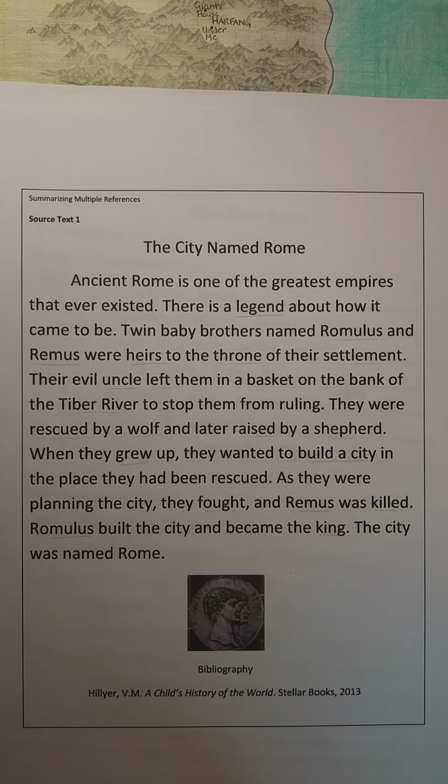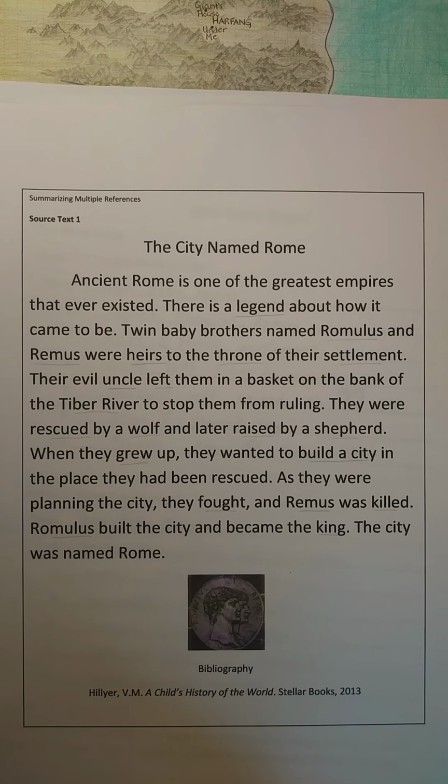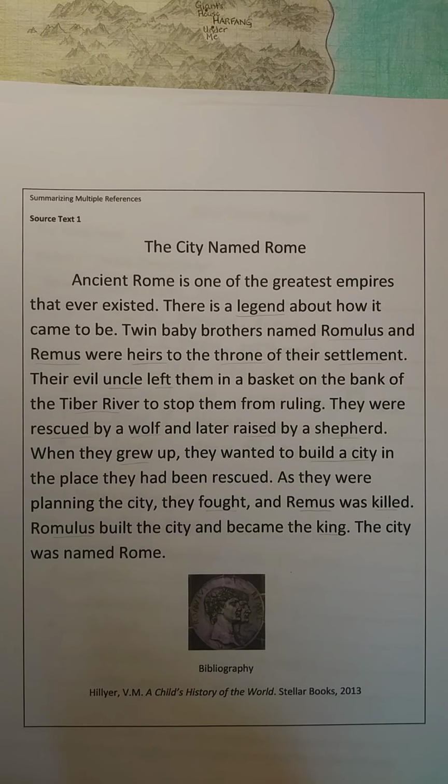The City Named Rome. Ancient Rome is one of the greatest empires that ever existed. There is a legend about how it came to be. Twin baby brothers named Romulus and Remus were heirs to the throne of their settlement. Their evil uncle left them in a basket on the bank of the Tiber River to stop them from ruling. They were rescued by a wolf and later raised by a shepherd. When they grew up, they wanted to build a city in the place they had been rescued. As they were planning the city, they fought, and Remus was killed. Romulus built the city and became the king. The city was named Rome.